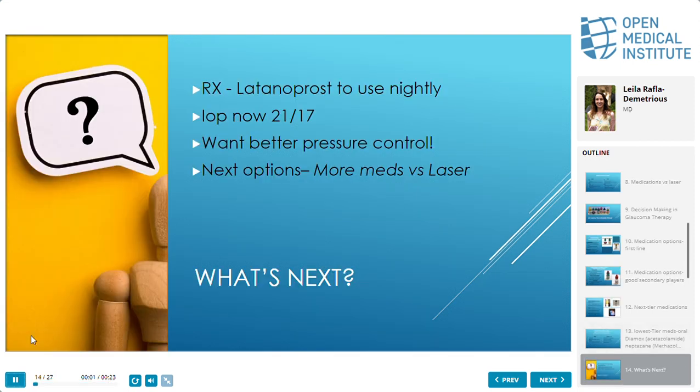So for this patient, she didn't want to have surgery, so I put her on latanoprost that she used nightly. And she came back a few weeks later. Her pressure is good, came down to 21/17, so we've had a significant drop in both eyes. But given her degree of cupping, especially in that right eye, I want better control. So where am I going now from here? Am I adding another bottle of medication, or am I talking to her about laser?